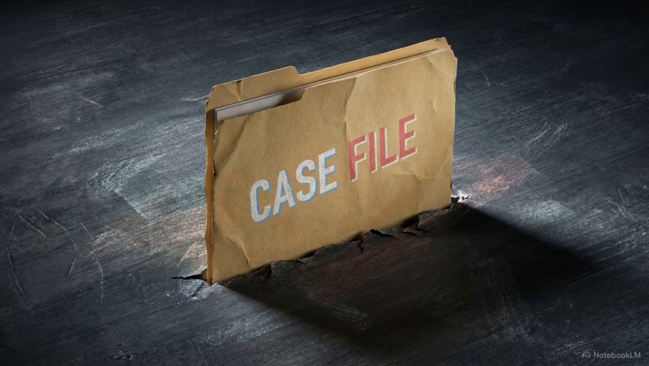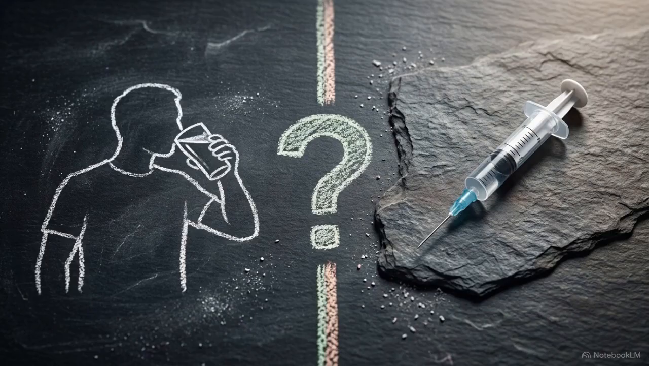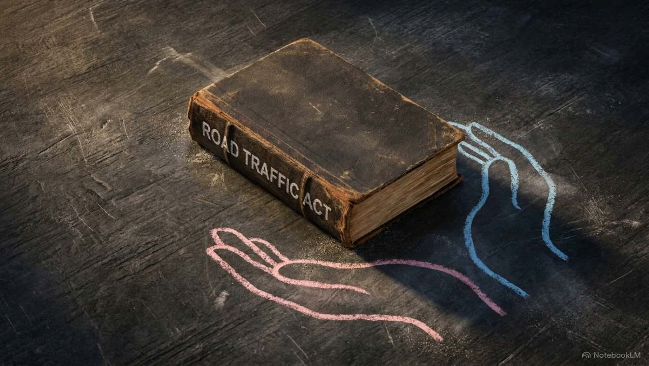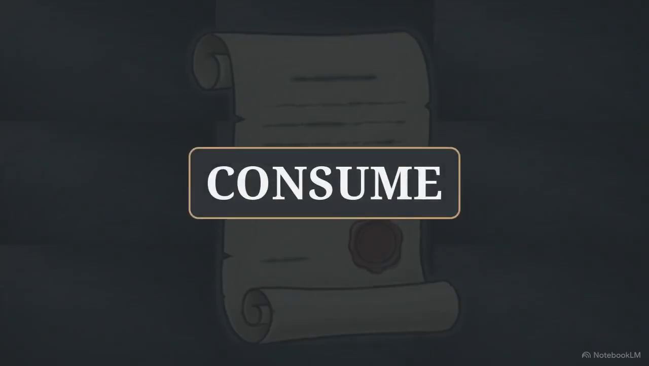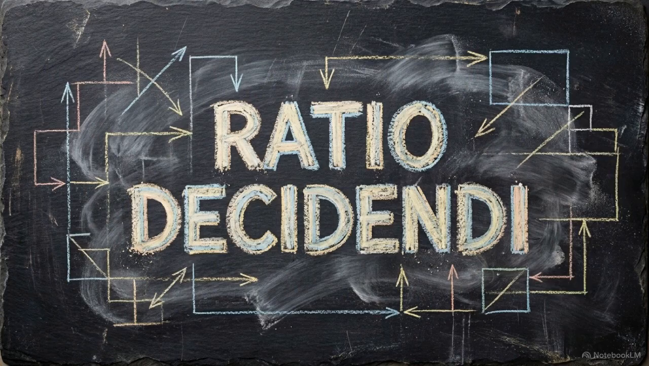We can apply these definitions to the 1995 test case of DPP v. Johnson. Here, the court faced a specific issue. Does a defendant who has alcohol injected into their body satisfy the definition of consuming alcohol under the Road Traffic Act? The judges reviewed the statute. They acknowledged that the primary definition of consuming involves drinking by mouth. However, they reasoned that the context of the Road Traffic Act is broad enough to cover other methods of introducing alcohol into the body. This gives us our ratio.